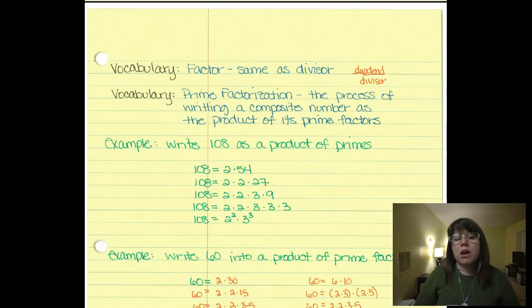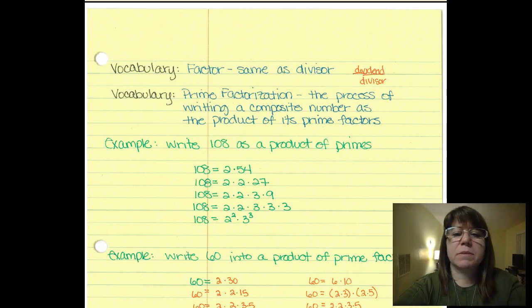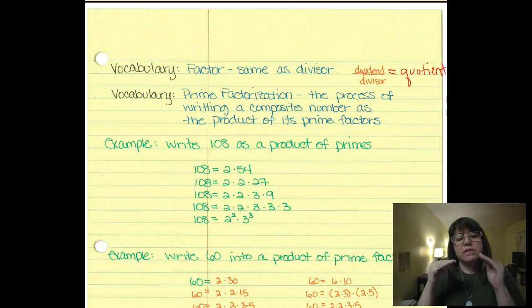Now you've also heard me call something a factor. That's the same as a divisor. And if you think about it, in our division, we have the dividend over the divisor equals the quotient. So the divisor is on the bottom, and it will go into the dividend, and if it goes evenly with no remainder, our quotient will be a whole number, and therefore we say it's a factor of the dividend.